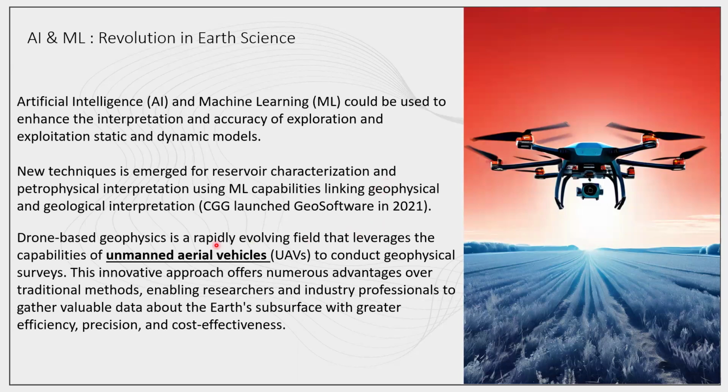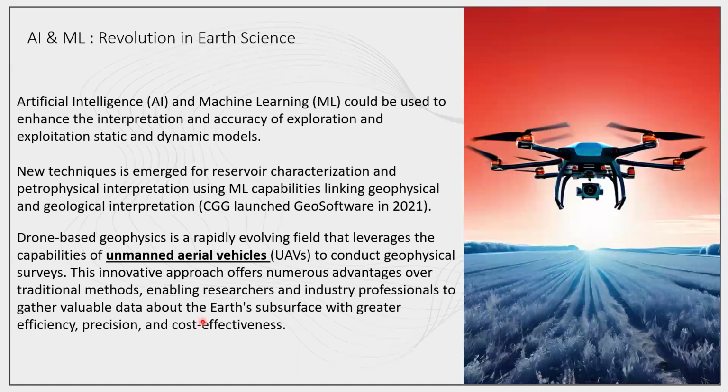So in acquisition, for example, drone-based geophysics is a rapidly evolving field that leverages the capabilities of unmanned aerial vehicles to conduct geophysical surveys. So there are now drones mounted with gravimeters and magnetometers to acquire gravity and magnetic surveys. This is an advantage, giving greater efficiency and cost effectiveness for the survey.